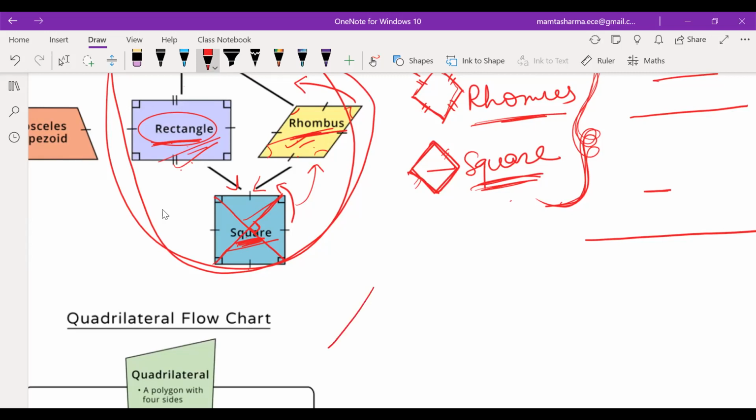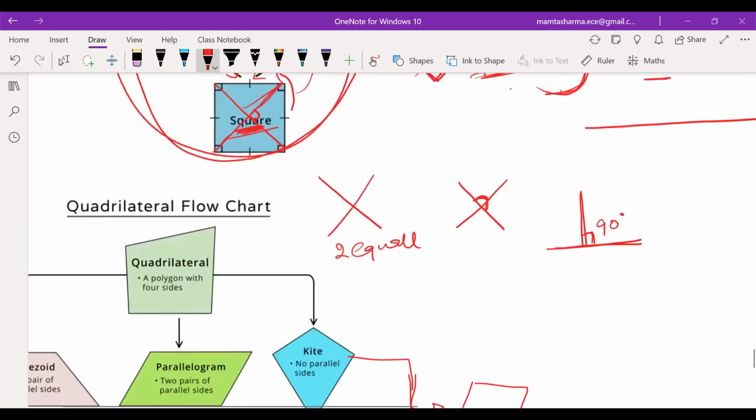Bisect and perpendicular bisect are two terms. Bisect means if this is one diagonal and this is the other one, one divides the other into two equal parts. Two equal part division is called bisect. Perpendicular bisect means they divide in two equal parts and they are perpendicular to each other. Perpendicular means they make an angle of 90 degrees, they are 90 degrees apart from each other.